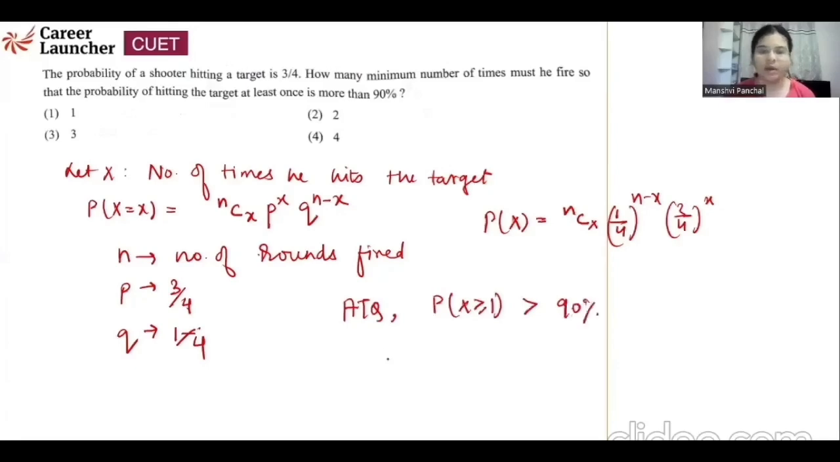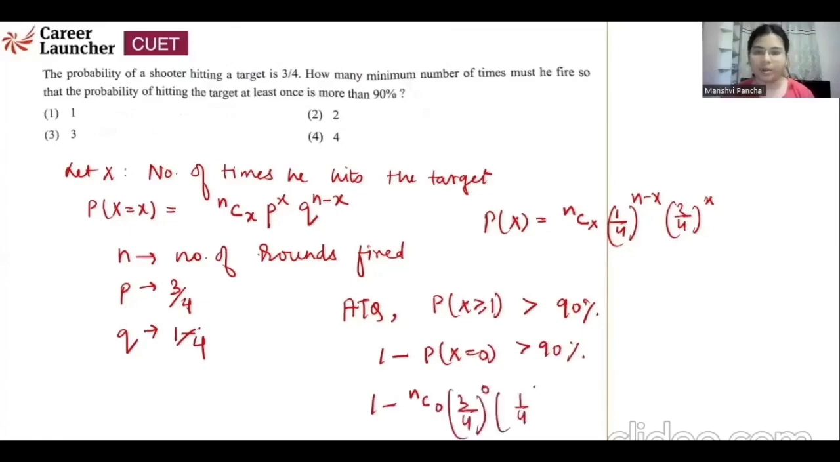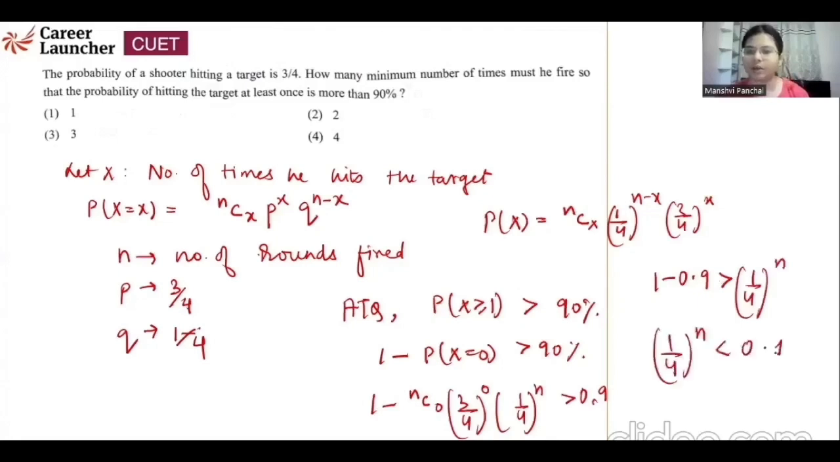So can I write P(x ≥ 1) as 1 minus P(x = 0)? Yes, this should be greater than 90%. So 1 minus nC0 (3/4)^0 (1/4)^n should be greater than 90/100, which means 0.9. So 1 minus 0.9 should be greater than nC0, which is 1, so (1/4)^n. 1 minus 0.9 is 0.1. So (1/4)^n should be less than 0.1.